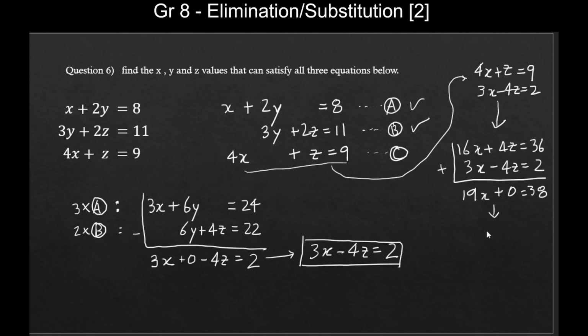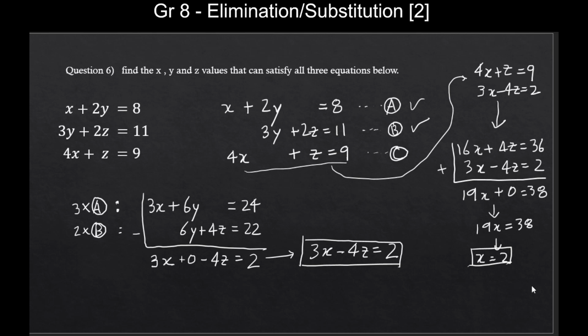And you can see that because 19x is 38, that means x should be 2. There we finally got the value for x.